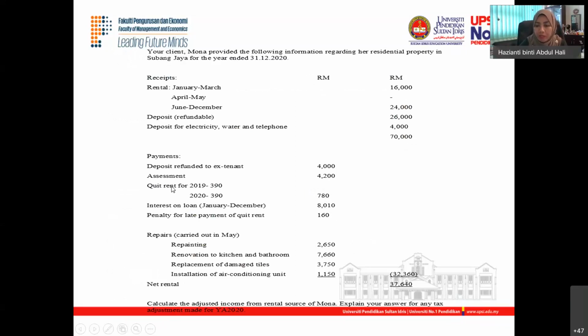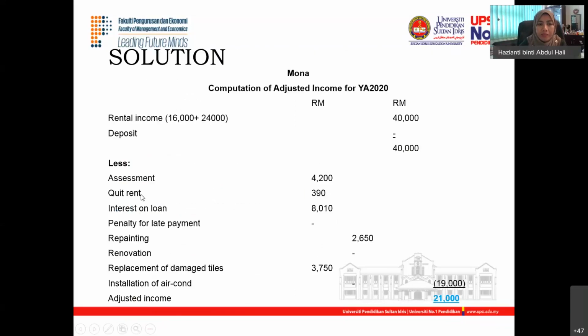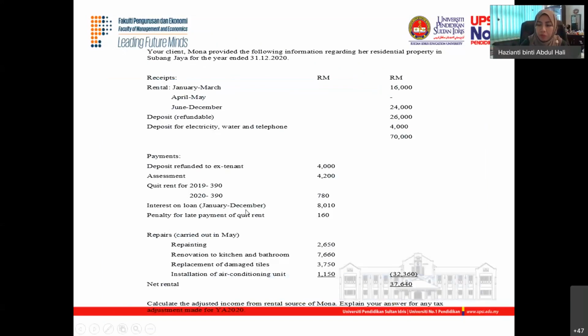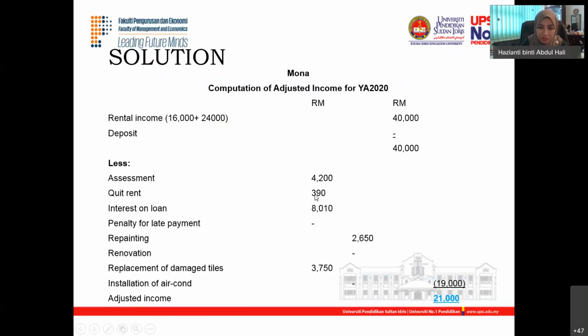But for quit rent, you can only deduct the current year. 2019, you cannot deduct because 2019 must be deducted in 2019. It's just that Mona paid this year. But this year, the only deduction that can be made is the current year. Like this one, quit rent only for the current year. The next year or the previous year, you cannot deduct. So quit rent, 390. Interest on loan, yes, it is deductible.